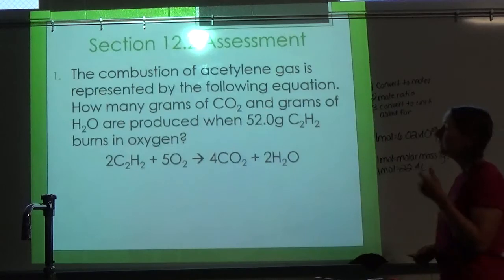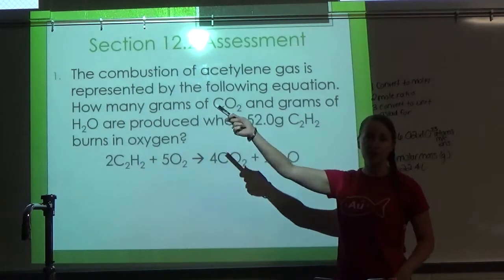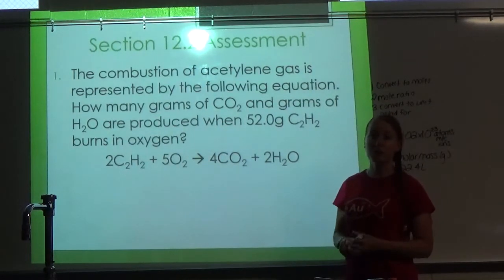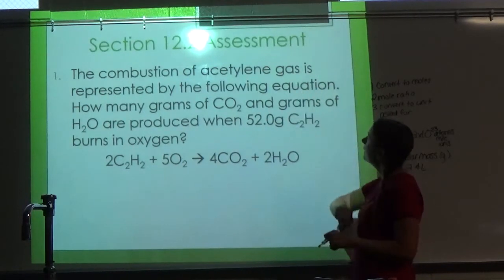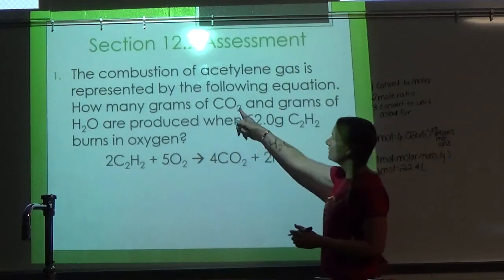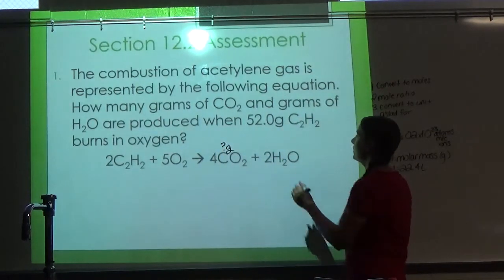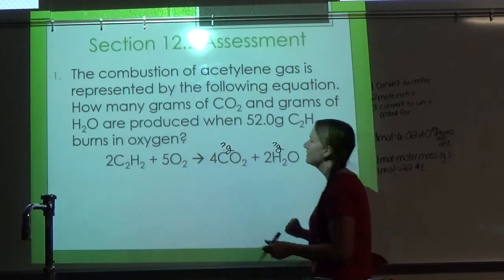All right, so let's look at our section assessment. So again, if you haven't tried one yet, the section assessment, I know it says 1 question, but we actually do 2 problems in it. So these are 2 more times for you to be able to try one on your own. All right, so it says the combustion of acetylene gas is represented by the following equation. How many grams of CO2 and how many grams of water are produced when 52 grams of C2H2 burns?